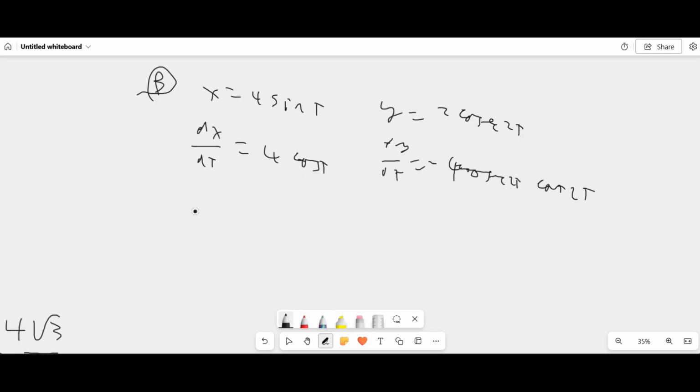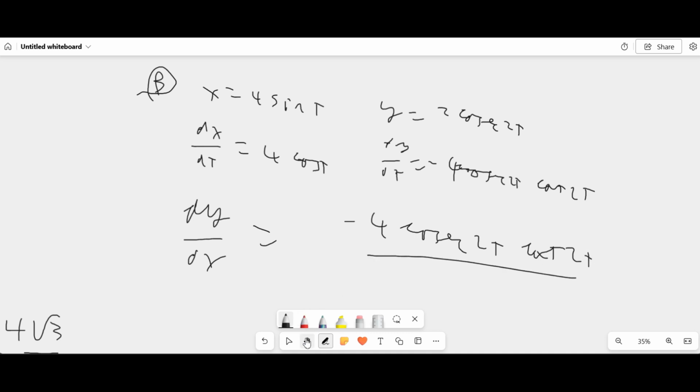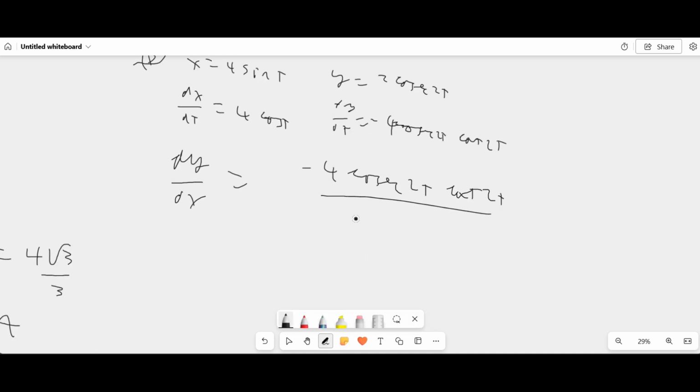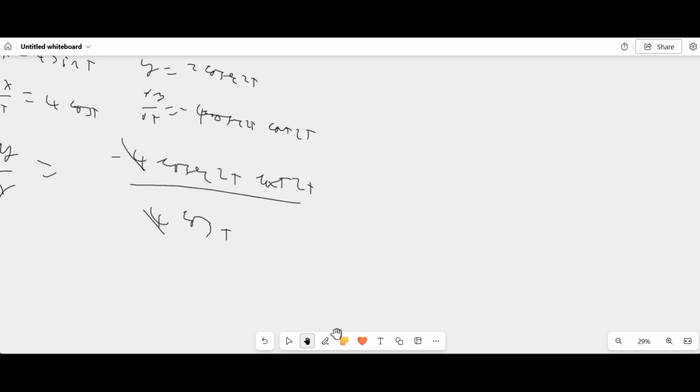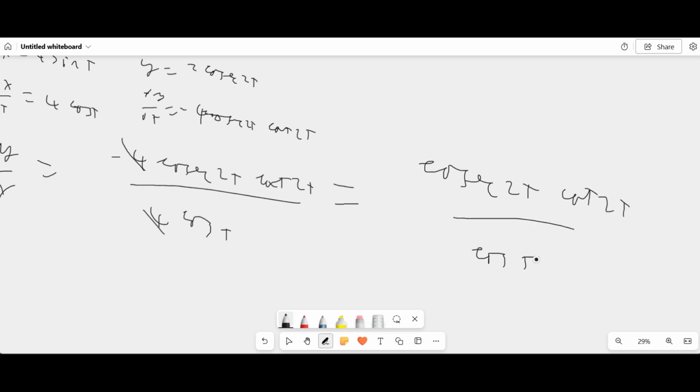And obviously find dy over dx here. dy over dx is going to be dy divided by dx. So it's going to be negative 4 cosec 2t cot 2t, all of that over 4 cos t. 4 cancels with 4, and then you're just going to get left with cosec 2t cot 2t over cos t.